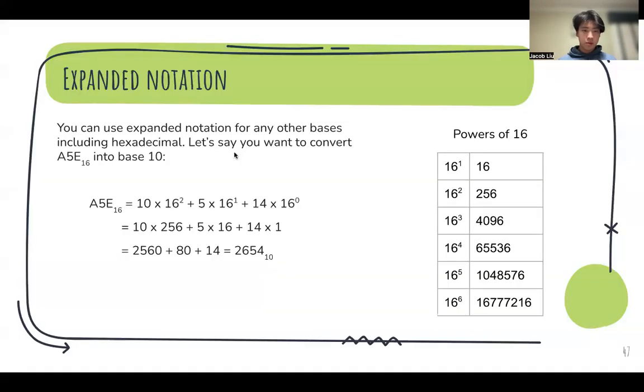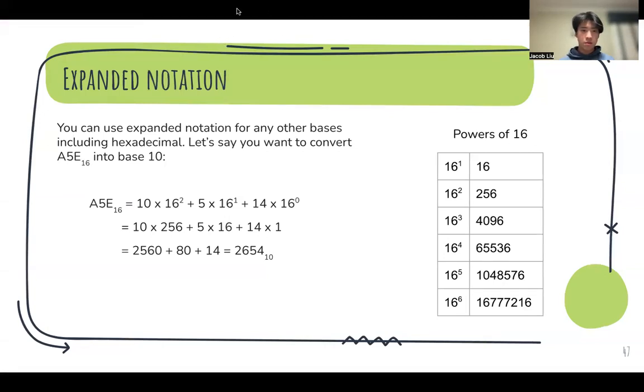So now let's say you want to convert from hexadecimal to base 10. You can use expanded notation. So A5E is equal to 10, which is just A, times 16 to the power of 2, plus 5 times 16 to the power of 1, plus 14 times 16 to the power of 0, which is 10 times 256, plus 5 times 16, plus 14 times 1, and then you multiply and then add, you get the answer 2,654.